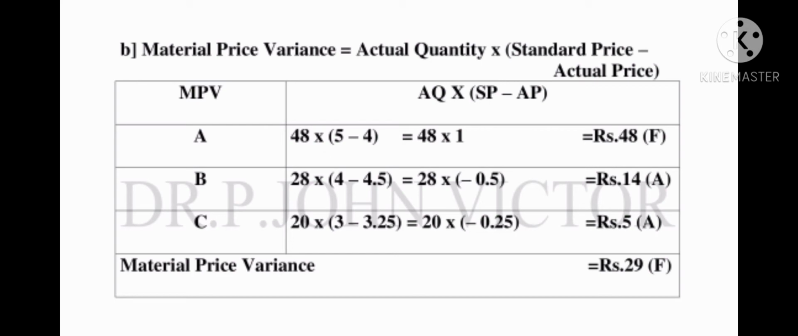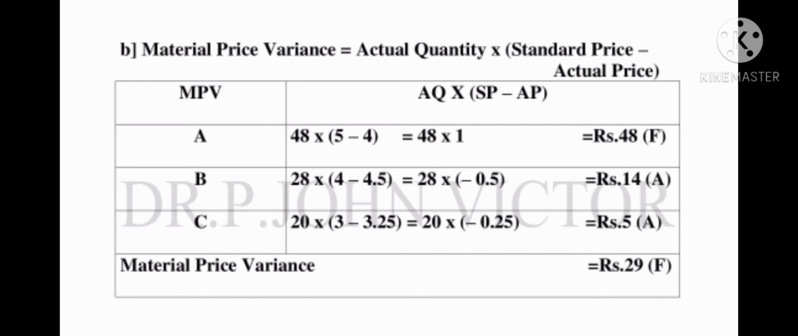Then C, this is 20 into 20, which is the actual quantity, into 3, which is the standard price, minus 3.25, the actual price. This is for product C of material price variance. See that the value is 20 into 3 minus 3.25. Here also the minus value is higher, so we get a minus figure. When we multiply 20 into 0.25, we get 5 as an adverse value. So product C also gets adverse.